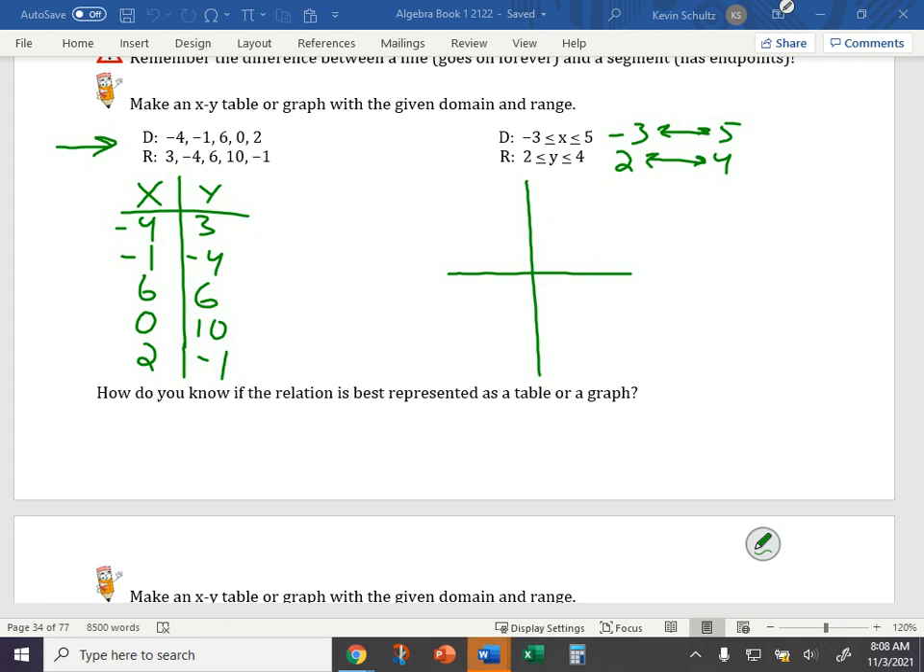How are we going to get the ordered pairs for this? How are we going to get a domain of -3 to 5 and a range of 2 to 4? Kylie, what do you think?